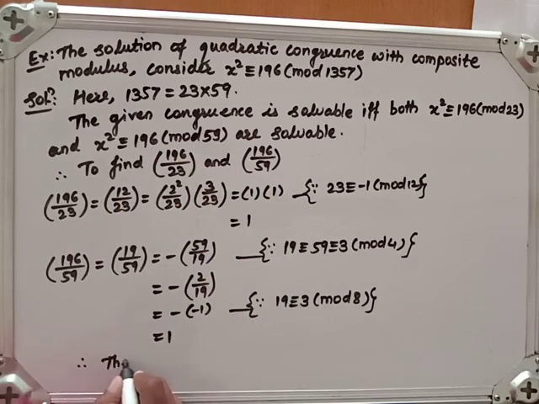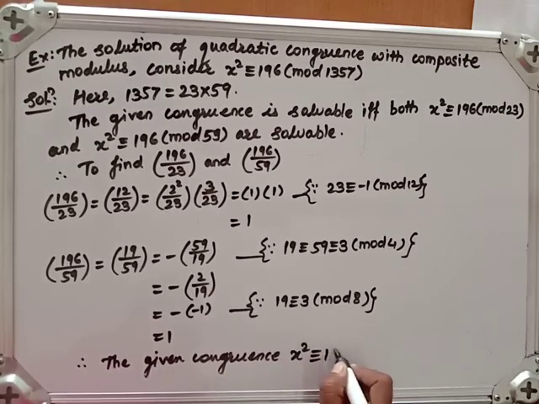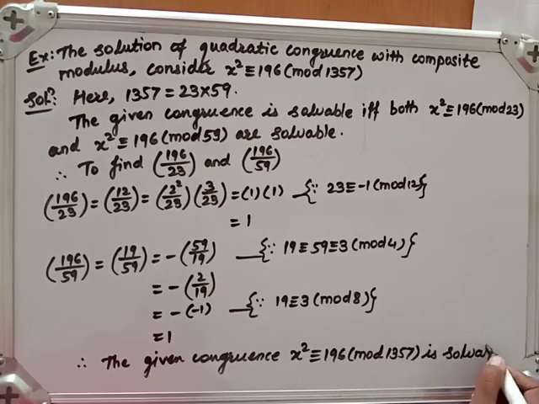Therefore, what can I say? The given congruence x square congruent to 196 modulo the product is solvable. Is what? Solvable. Now, let's take the next example.